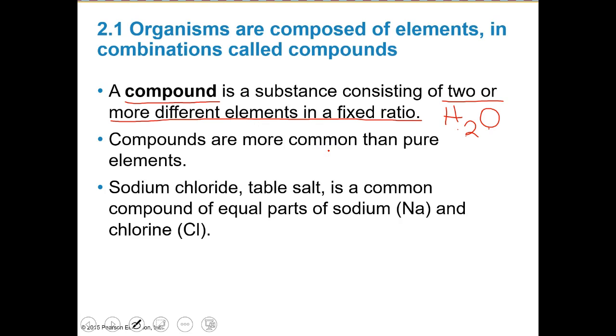Compounds are more common than pure elements. Things just like to sort out a little bit. Sodium chloride, so our table salt, is a common example of a compound in equal parts. So there's always one sodium to one chlorine.